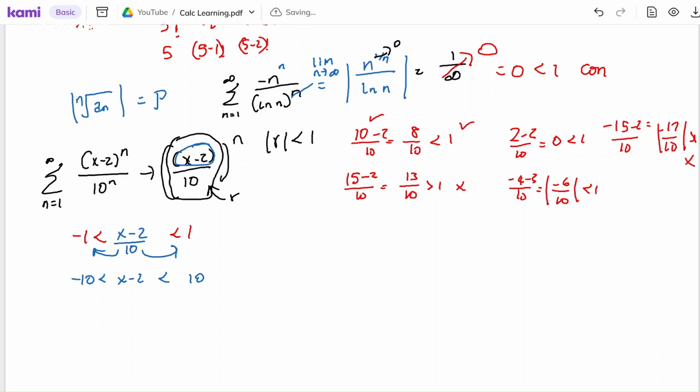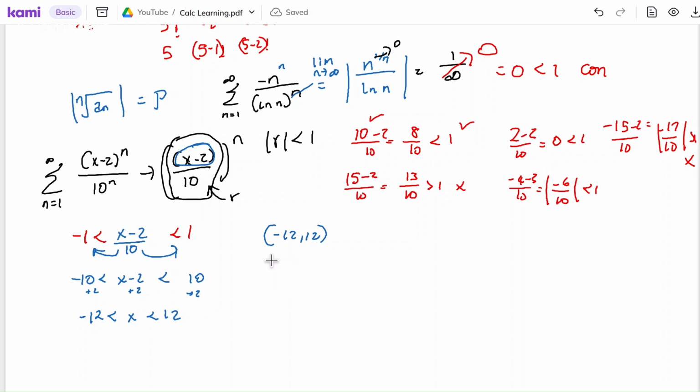And now you have to get rid of the 2. And how you do it, you just add it, just like the equation. So negative 12 less than or equal to x and 12. So that means x is between negative 12 and 12. But we don't know, so we just plug those numbers in to test it.